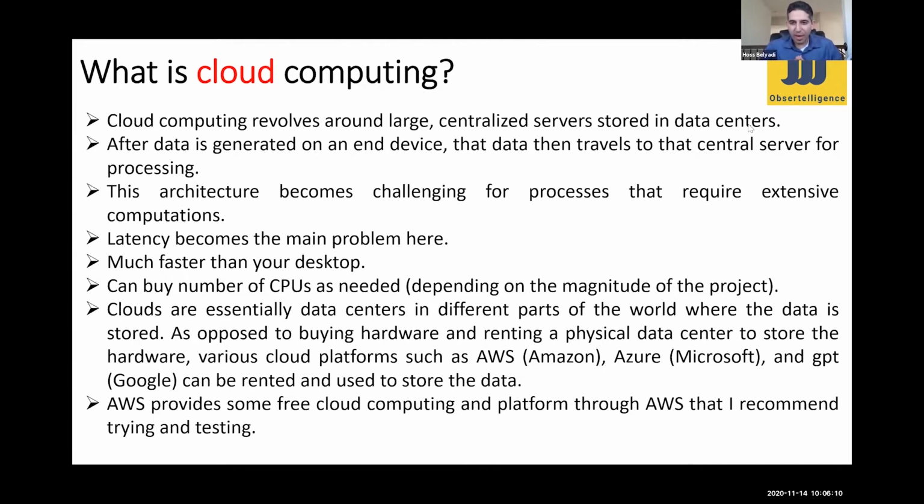Last time we talked about cloud computing and basically data centers. If you recall, we talked about different types of data centers. We talked about the traditional data centers, the on-prem data centers, and also the cloud data centers that a lot of the major organizations such as Amazon and Microsoft provide. So if you remember, just a quick overview is that cloud computing revolves around large centralized servers stored in data centers, and these data basically are processed and then travel to the central processing center.